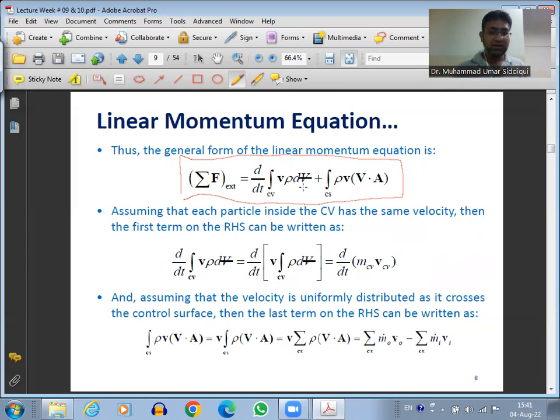Now here you see, this is one v that we have written with a strike through, and this is a v that we are not putting a strike through. Why? Because there are two v's. One is the volume, the other is the velocity. We just wanted to differentiate between the two. So the strike-through v is basically the volume, and the other one is the velocity. So we have integral v rho dV plus the integral at the control surface of rho v dot A.